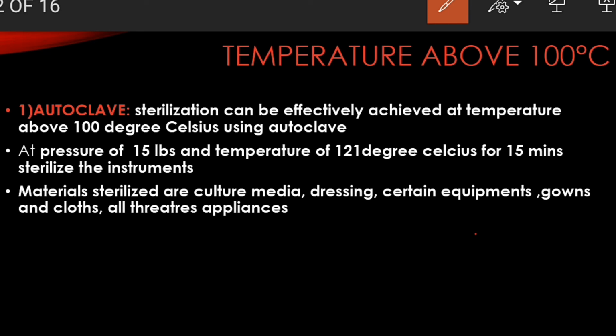Moist heat above 100 degrees Celsius is mostly used in autoclave. Autoclave is the most widely used form of sterilization, and sterilization can be effectively achieved at temperatures above 100 degrees Celsius using autoclave. In autoclave, the pressure of 15 lbs and temperature of 121 degrees Celsius is used for 15 minutes to sterilize the instrument. So this is the principle of sterilization.